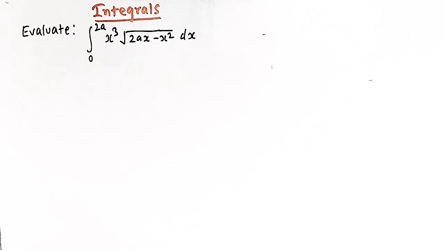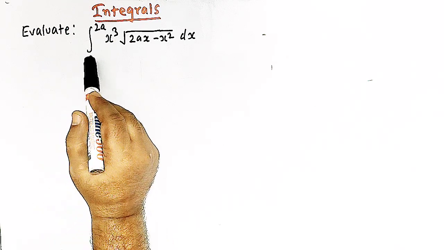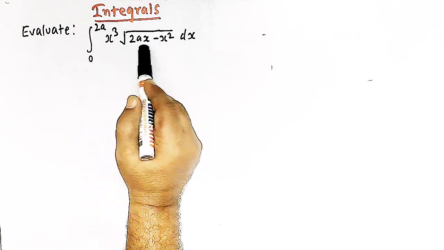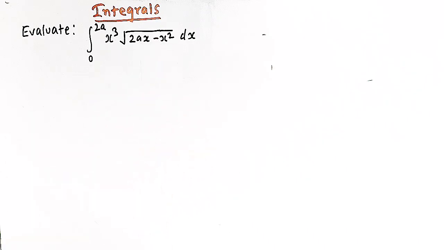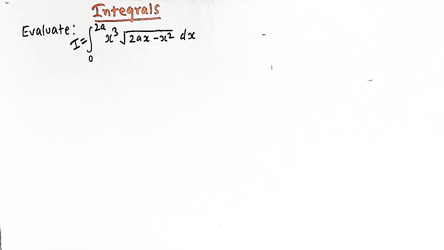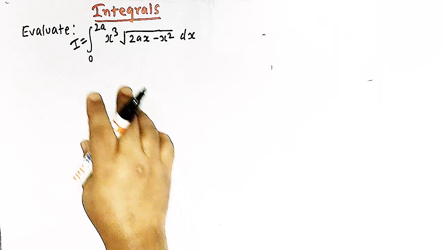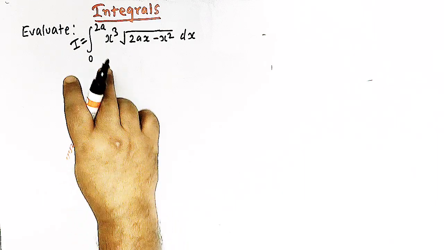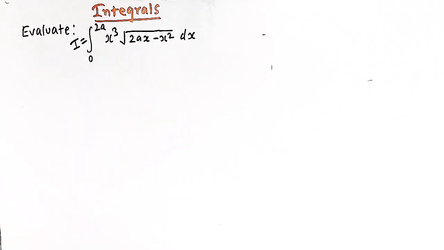Hello viewers, in today's session we are going to discuss another important problem from integrals, and here we are going to evaluate this integral from 0 to 2a, and the integrand is x cubed times square root of 2ax minus x square. Let us call this integral I, and in order to evaluate it we'll first make use of the method of substitution to reduce this integral into beta function, and then we'll apply some properties of beta and gamma functions to get the final value of this integral I.